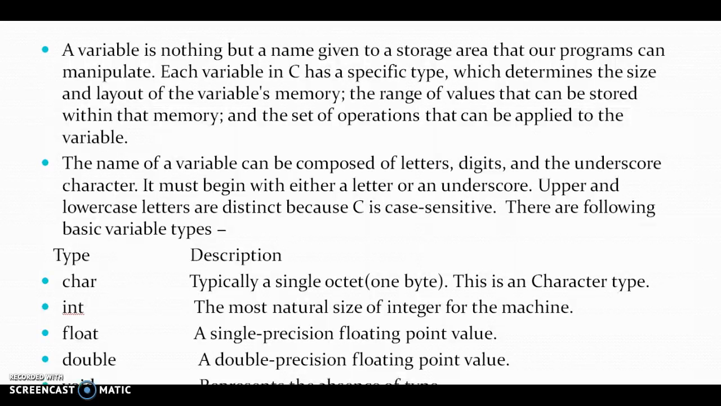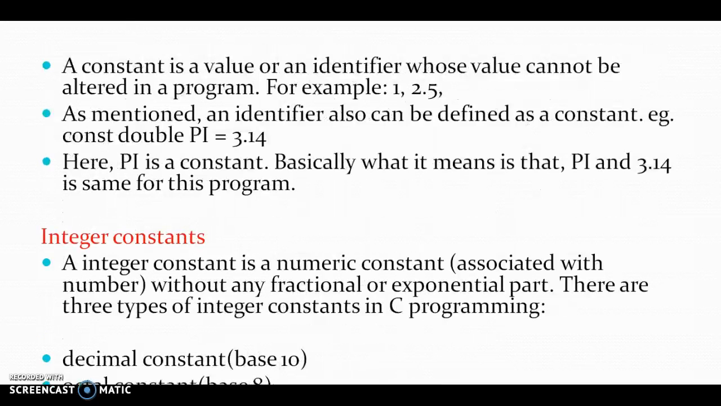There are the following basic types. Basic variable types: char, int, float, and void. Char typically means a single character. Int is the most natural size of an integer for the machine. Float is a single precision floating point value. Double is a double precision floating point value. There is another type called void, which represents the absence of a data type.